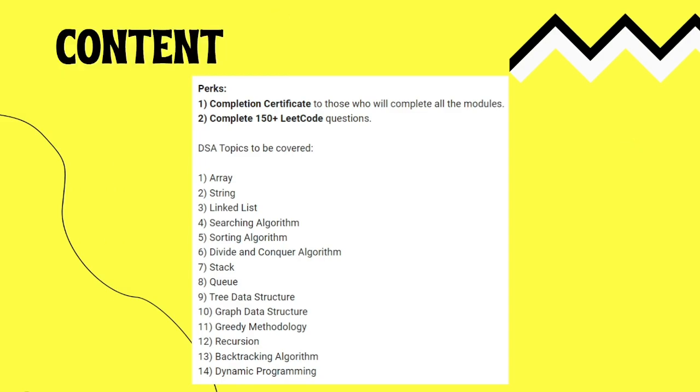Now let's come to the important part of this session, the important discussion. The perks you are going to get after you complete 4 months of this program: the first one is, of course, a completion certificate from DevCrusade, and we will be keeping track of all of you. It will be issued only to those of you who are actually following the complete program and completing all the modules.